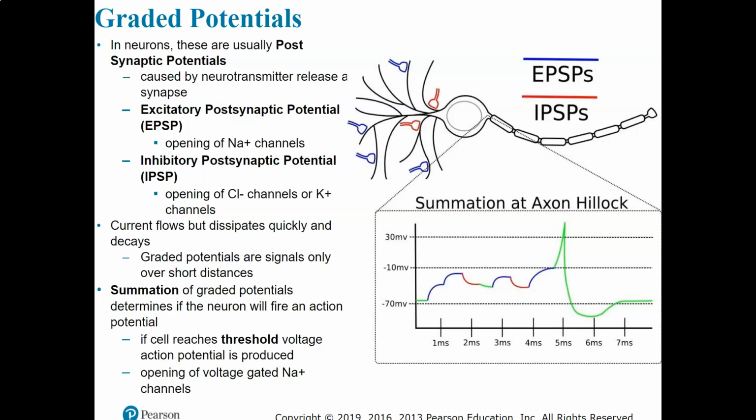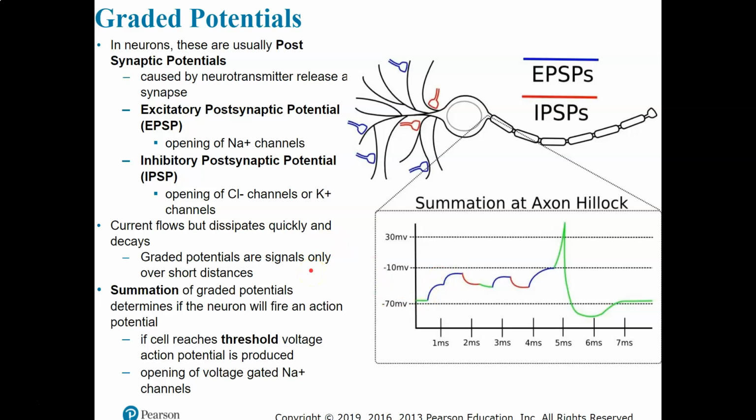Potassium is at a high concentration inside of the cell, so the more potassium channels open, the more potassium is going to leave the cell, and the more negative the cell is going to get. Remember, that's how we actually generate the membrane potential to begin with.